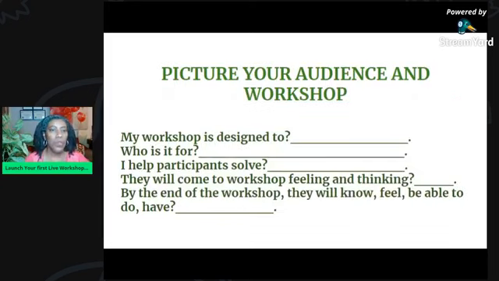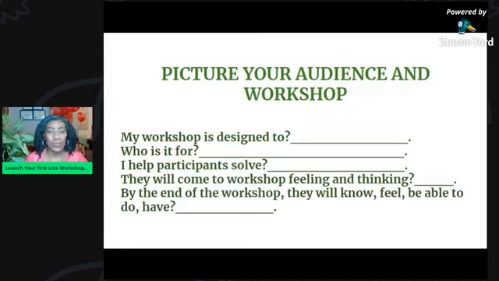Because now you have to picture your audience and the workshop. And I say that to say this: you're running a business and you are in it to bring value to your participants and to your client. And what is the value? Now, if you're a CPA, you can hold a workshop on how to save on your taxes and get a better tax break for small businesses.